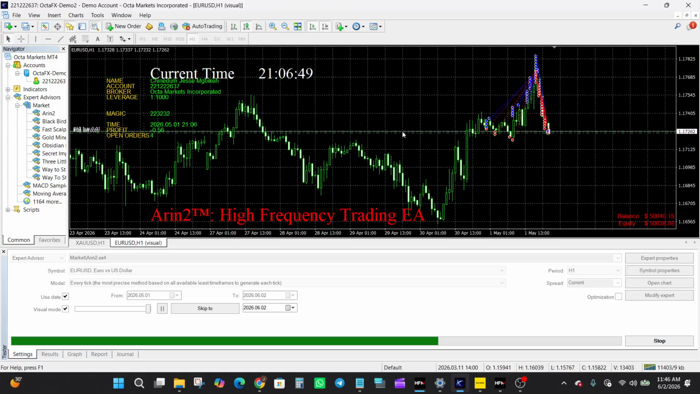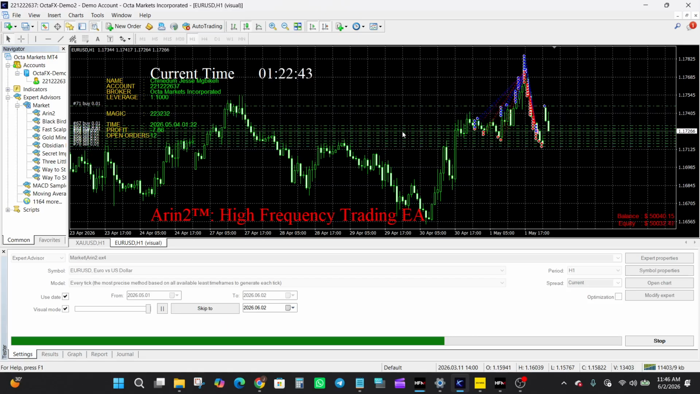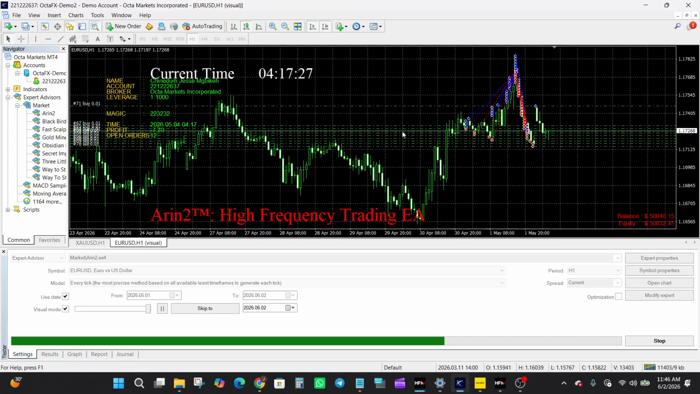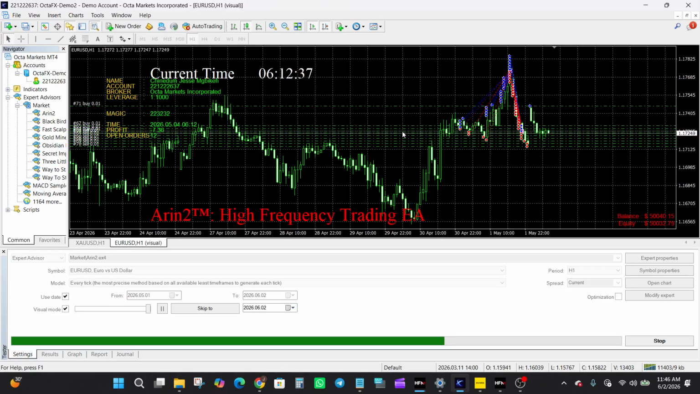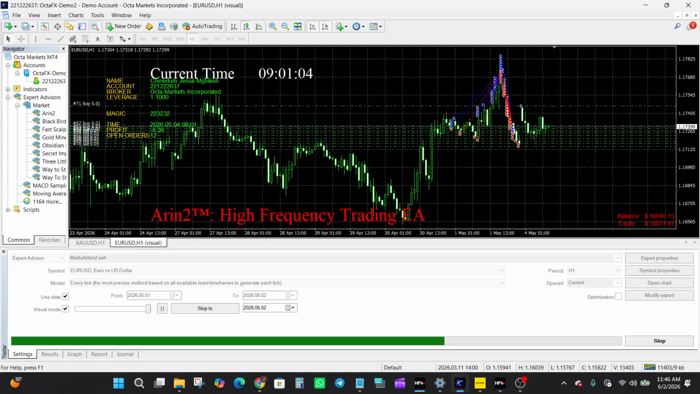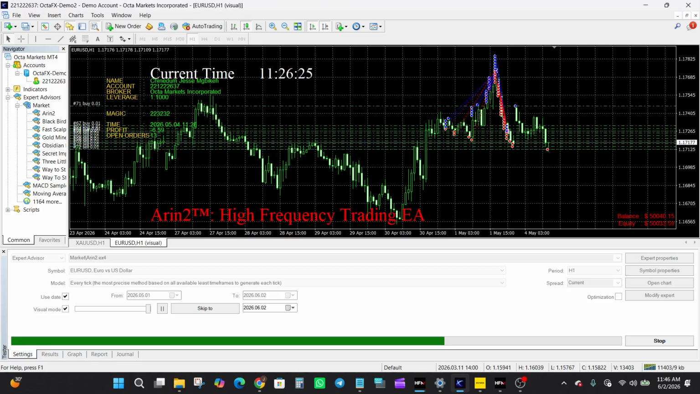When reviewing results like this, it's also important to consider factors such as lot sizing, broker execution quality, spread conditions, and slippage, as these can significantly affect real world performance compared to historical testing. I would also recommend testing this EA over longer periods and different market environments to get a more complete understanding of its behavior before considering any live deployment.